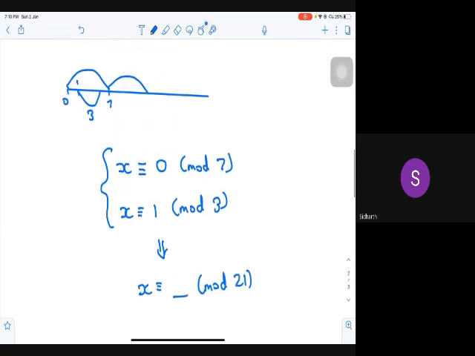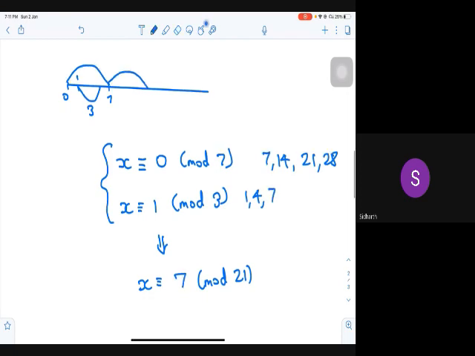And that's something you could guess by just looking at the numbers 7, 14, 21, 28, and 1, 4, 7. So in fact 7 is a common point. So x congruent to 7 mod 21 would be a solution.